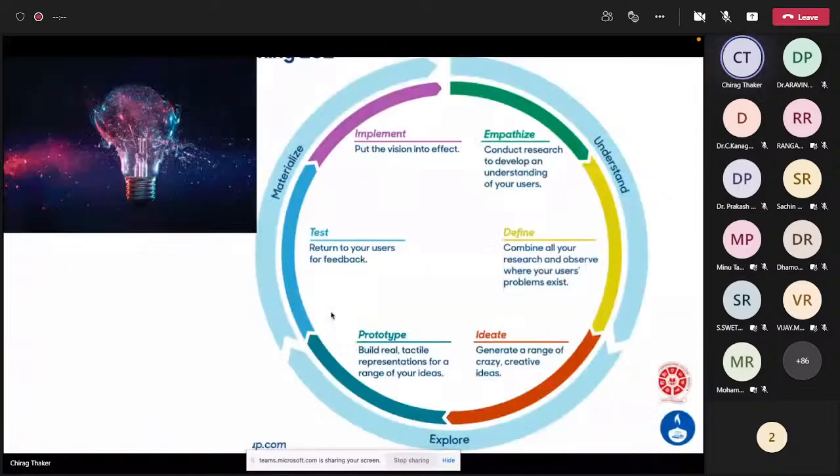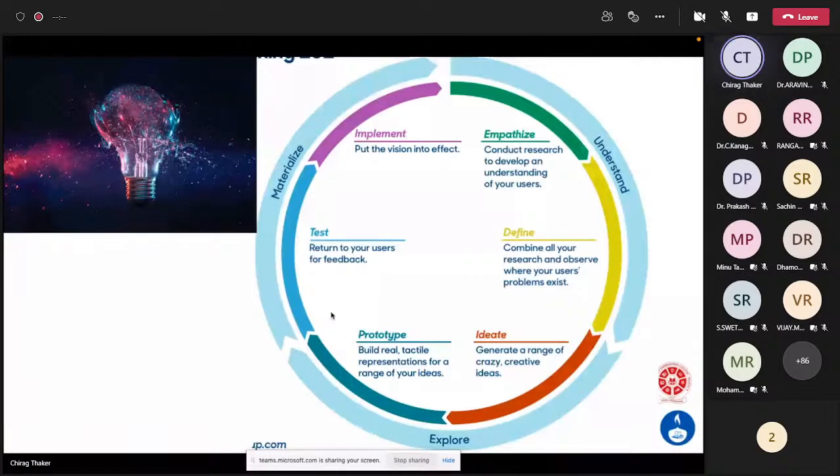So basically, what we try to address here is the three cycles. It's an iterative closed cycle, and it is made up of three major concepts: understand, explore, materialize. Understanding has two dimensions: empathize and define. What is empathize? Conduct research to develop an understanding of your users, the end users, the society people, the people for whom you want to optimize the existing process or create a new process or new product. Define: combine all your research and observe where your users' problem exists. Just try to understand their problems, their limitations, their shortcomings.